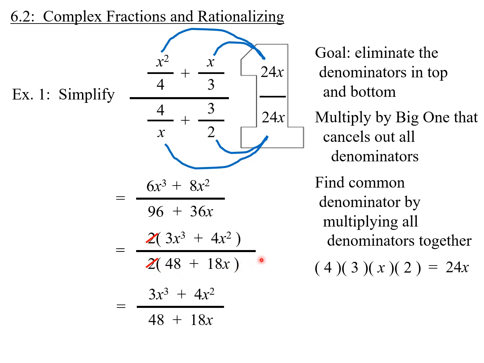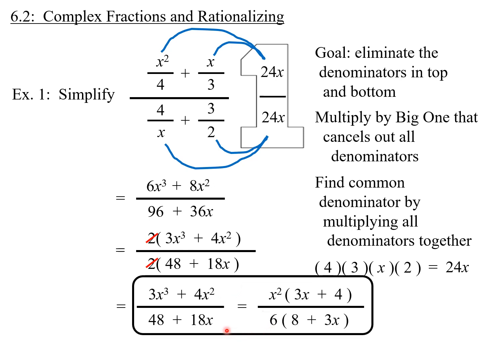So what we're left with then is 3x cubed plus 4x squared over 48 plus 18x. And we can simplify that a little bit by factoring out an x squared from the top and a 6 from the bottom. And so that's what we get. In the simplest form, we get that.